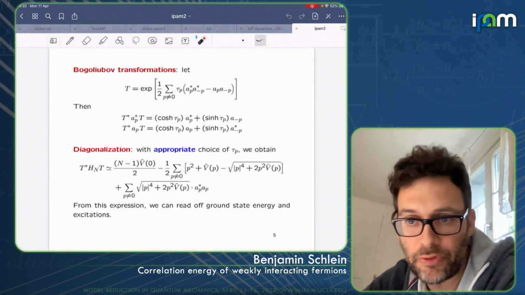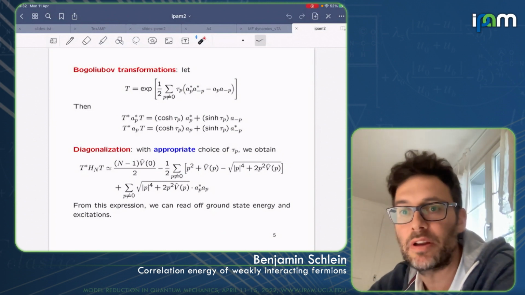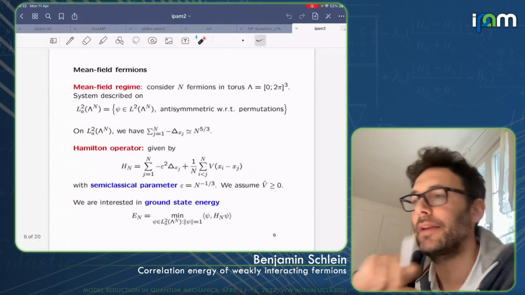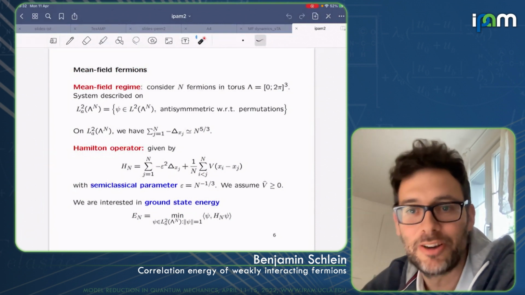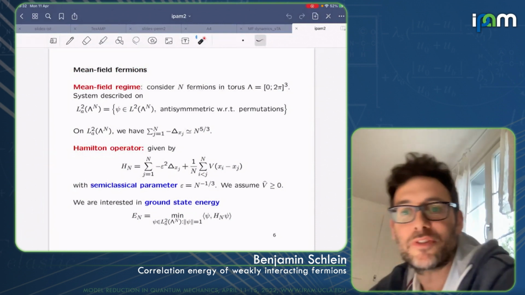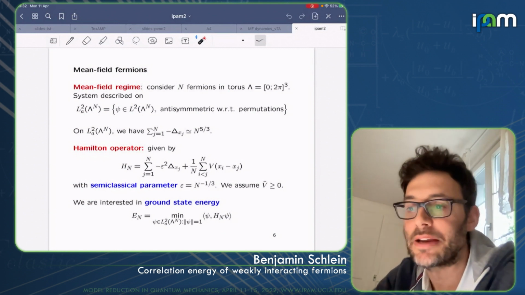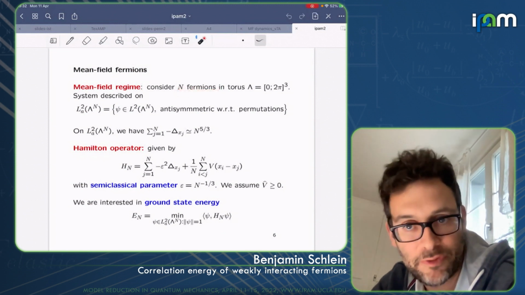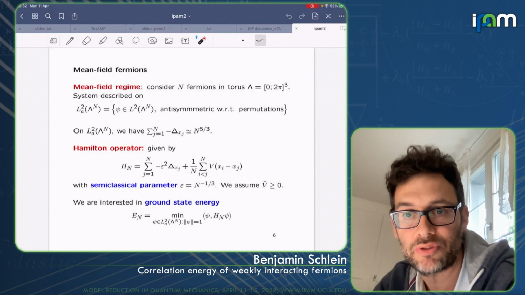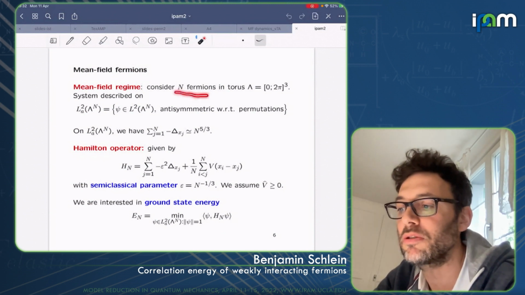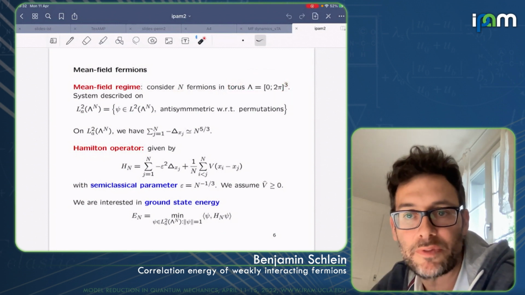I would like now to switch to fermions, so that at the end you see how this bosonic method can also be applied to the fermionic work. Okay, so here let's switch to fermions. Let's start with the real part of this talk. Also for fermions, I'm interested in a mean field type regime. So it means I'm considering n fermions. Remember, fermions just means that they are described by wave functions that are antisymmetric with respect to permutation. Okay? And then putting all the n fermions in a box or in a torus of size of order 1.